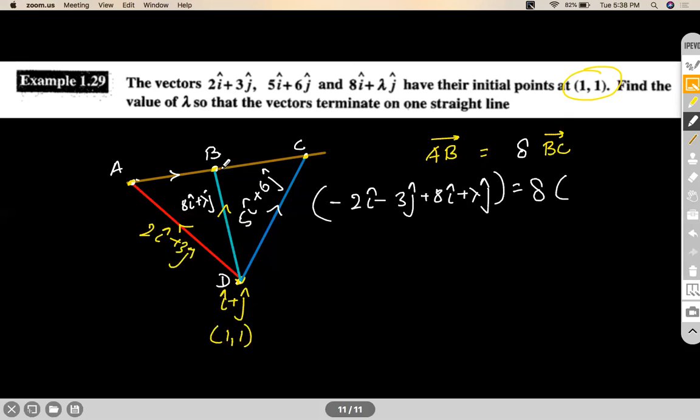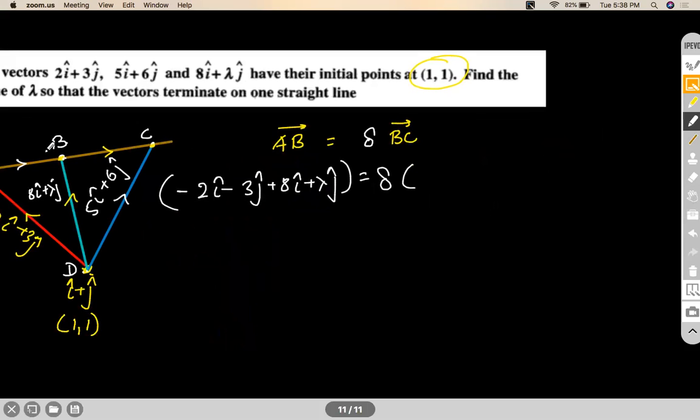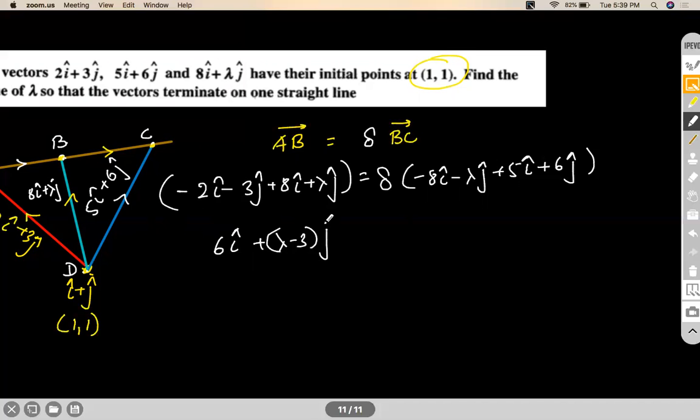What is the BC vector? If I want to go from B to C, can I not go from B to D and D to C, because I know these two vectors? So B to D, I'm going in the minus 8i minus lambda j direction, opposite to this. And D to C will be 5i plus 6j. Now, put all your i, j terms together. This will give you 6i and this will give you lambda minus 3 j, equal to some delta times minus 3i plus 6 minus lambda j.